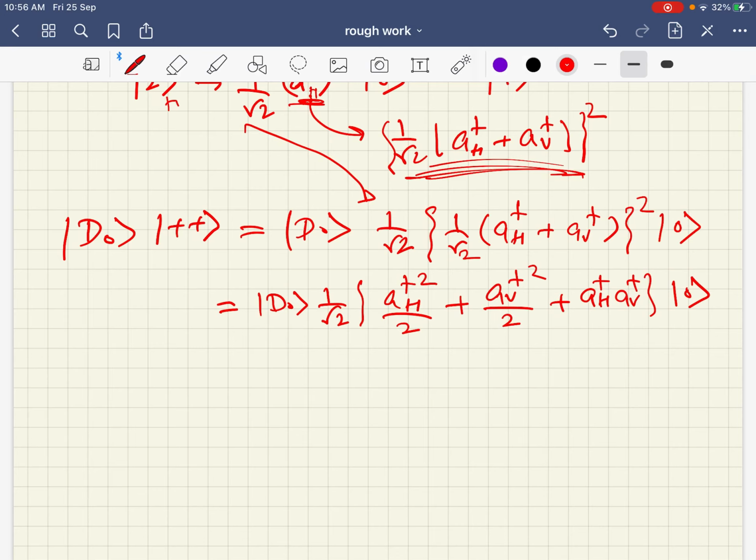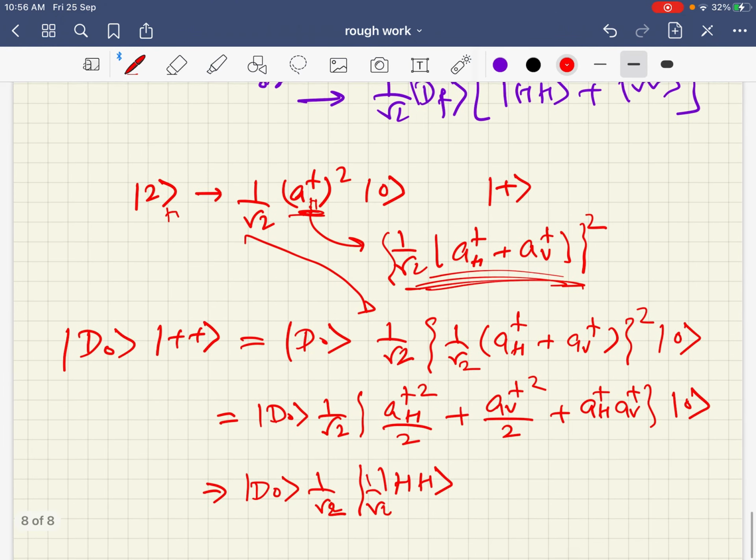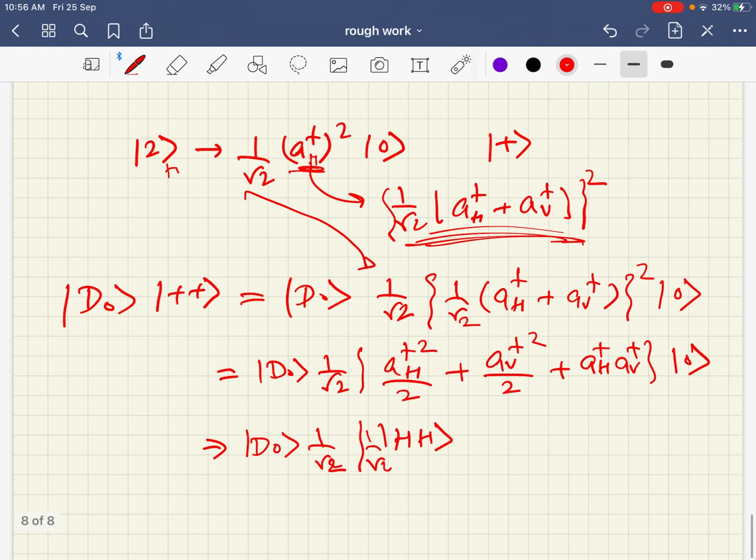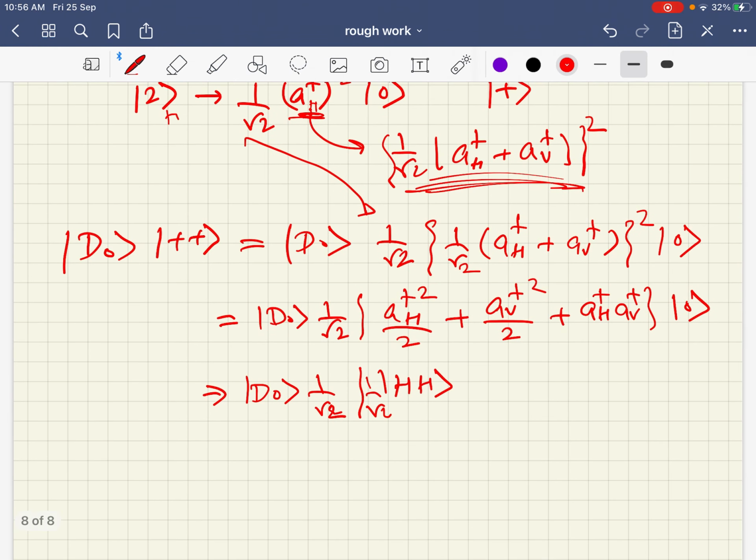Now when you apply these operators to the vacuum state, what you get is d naught times 1 over root 2, 1 over root 2. You have 2 horizontal photons, 1 over root 2, because when you apply this, root 2 goes here, so root 2 divided by 2 will be 1 by root 2. Now this plus 1 over root 2, I'm sorry, again vertical, plus nothing here, and so a horizontal and a vertical state.